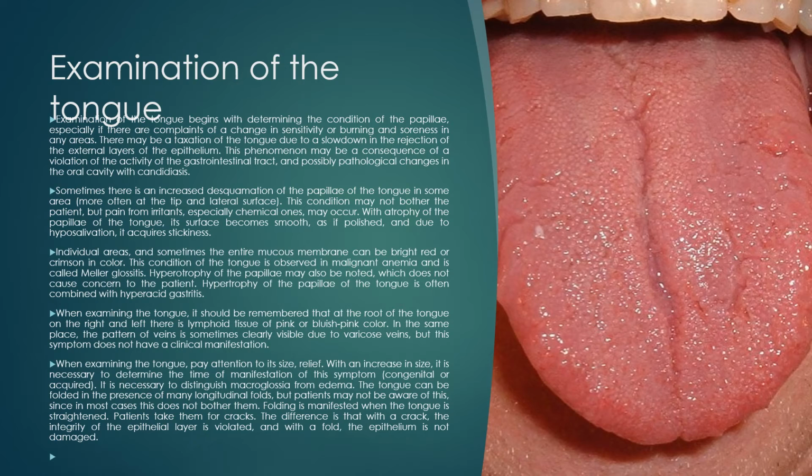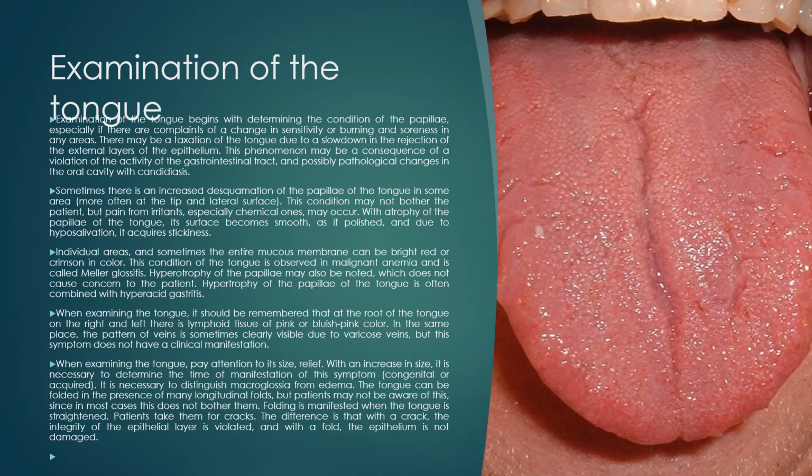Sometimes there is an increased desquamation of the papillae of the tongue in some areas, usually on the tip and lateral surface. This condition may not bother the patient, but pain from irritants, especially chemical ones, may occur. Individual areas, and sometimes the entire mucous membrane, can be bright red or crimson in color. This condition of the tongue is observed in malignant anemia and is called glossitis.